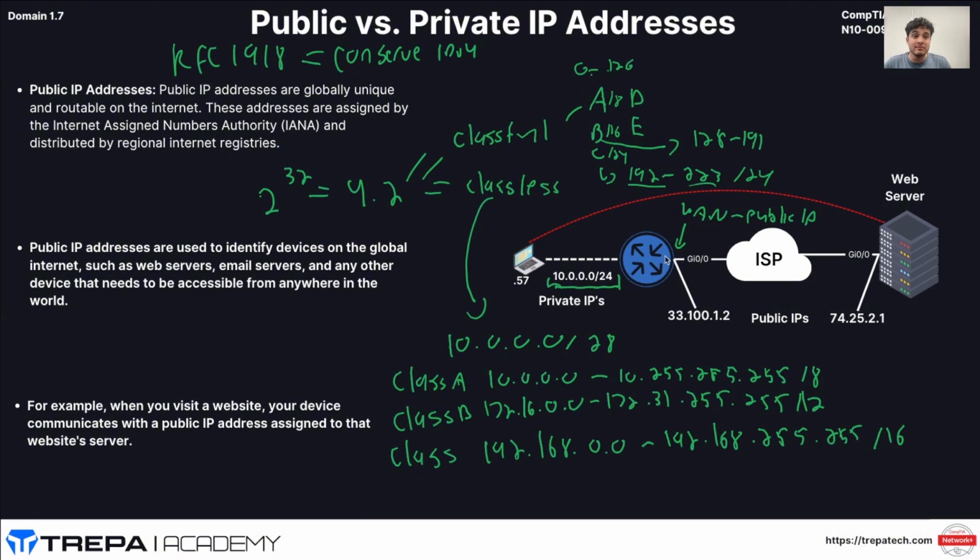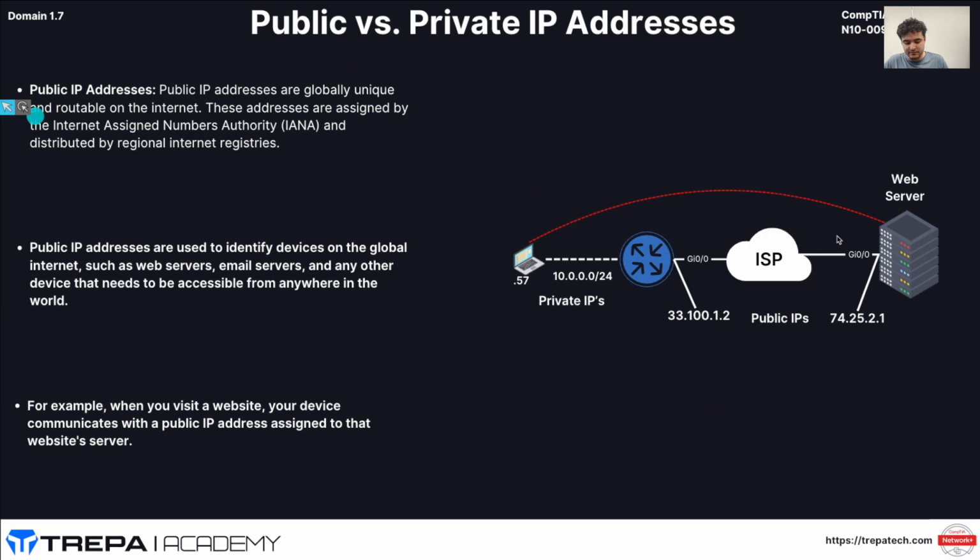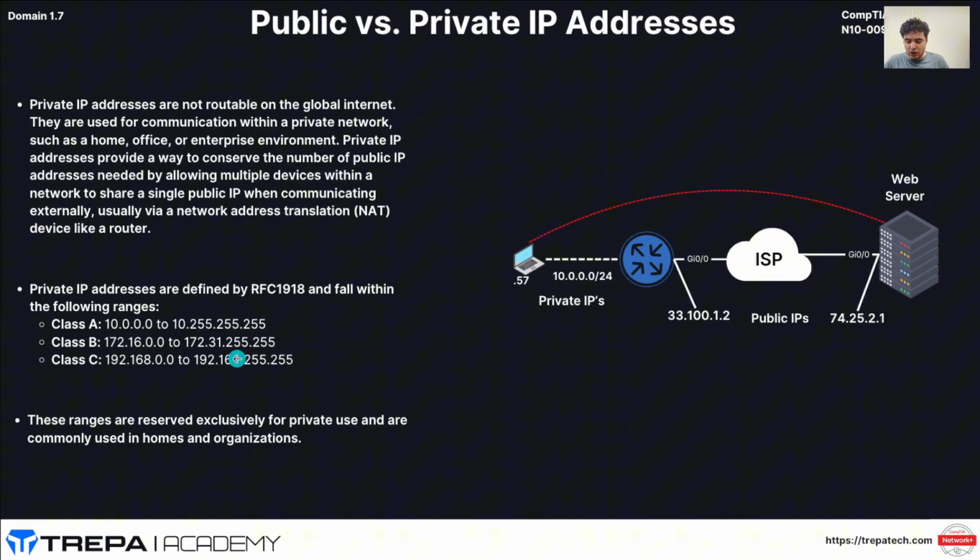So your routers at home do this, where if you go to Google and you type in what is my public IP, it'll show up as a public IP, but if you type in ipconfig on your local computer, your local IP will probably be like 192.168 dot something. Public and private IPs. Okay. So there's those ranges, if my handwriting wasn't good enough. Again, just to reiterate, private IP addresses are not routable on the global internet. They are used for communication within a private network such as a home, office, or enterprise environment, and they're exclusive.